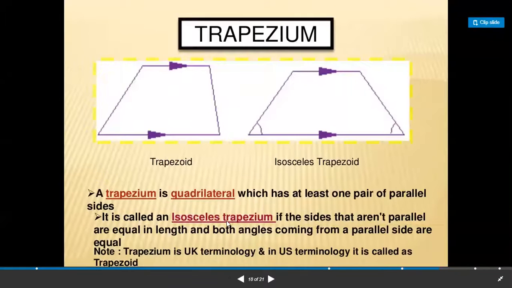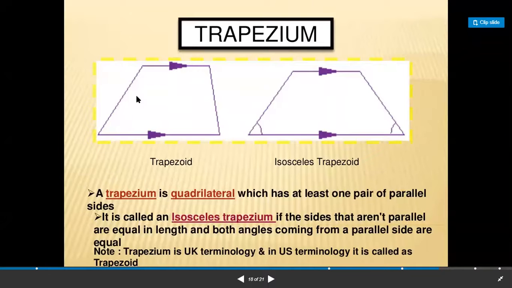Next is isosceles trapezium. What is there in isosceles? One pair of sides is parallel and the remaining pair is equal. In a simple trapezium they are not equal, but in case of isosceles trapezium, the remaining pair of sides is equal. Are you getting me?